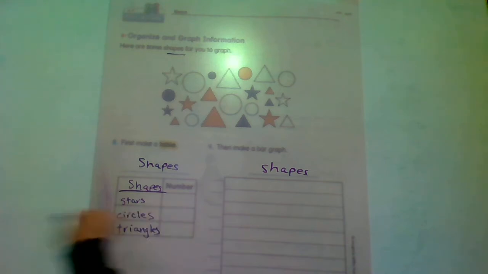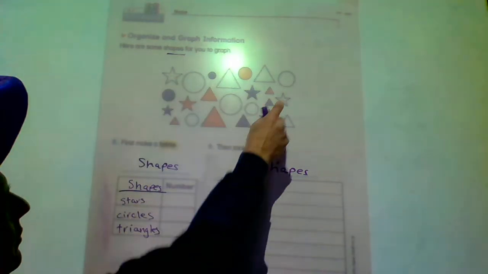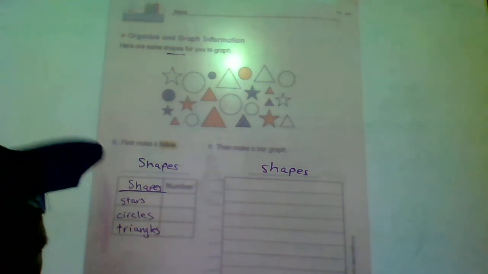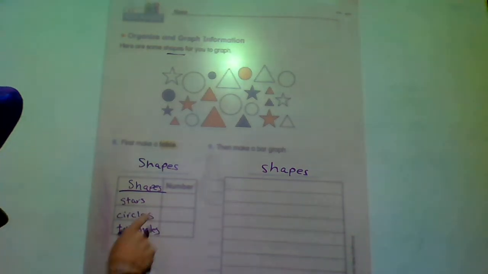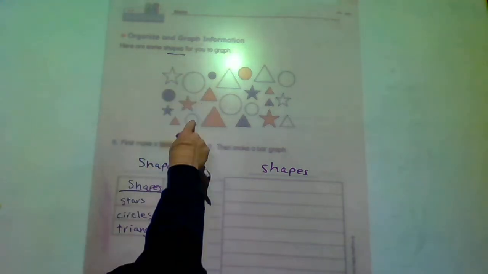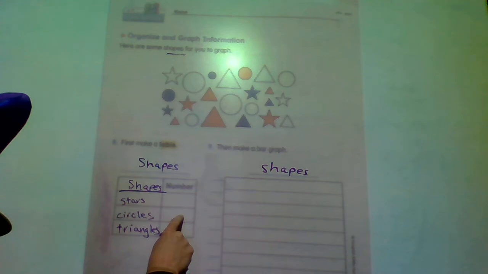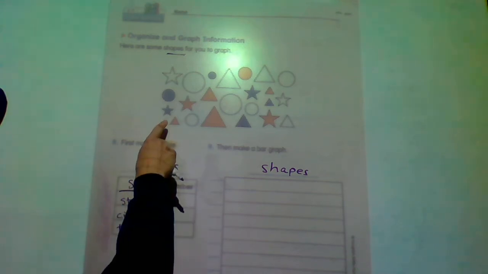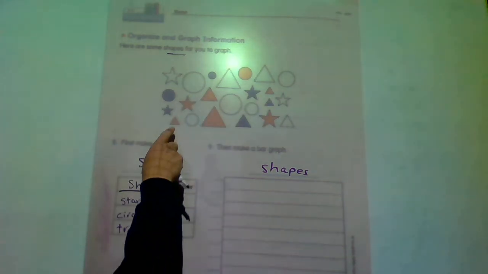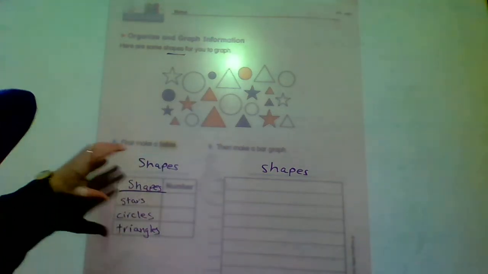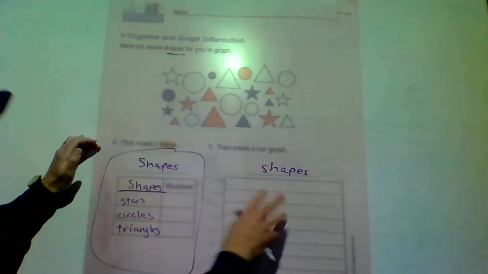So let's count how many stars we have. 1. Should I write it in there? I think you should write it in there, so you need to count them. How many circles do we have? You better write the number of circles we have right here, and how many triangles do we have? Let's count them. No matter what color they are, count them all and write them right there. So first you build your table, and then we're going to graph it.